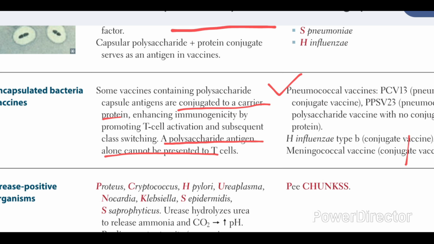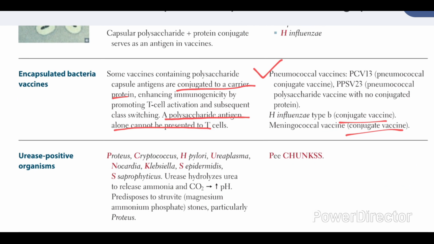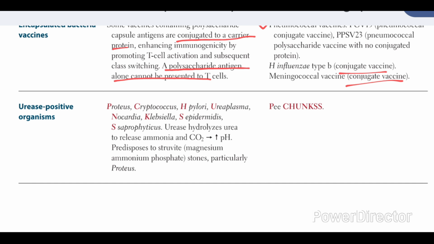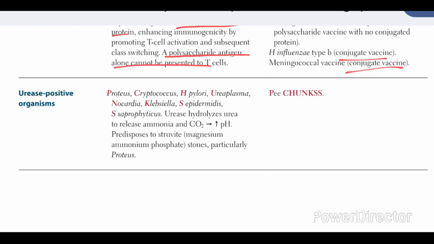Then we have some urease positive organisms. For urease positive organisms, you need to remember their names for a basic, common pathogenic trait, which is the urea producing mechanism. The urease mechanism is helpful for these bacteria in producing urinary tract stones, most likely the MAP stones, that is, magnesium, ammonium, and phosphate. So these organisms favor the formation of struvite stones, or magnesium ammonium phosphate stones. These organisms include Proteus, Staphylococcus, H. pylori, Ureaplasma, Nocardia, Klebsiella, Staph epidermidis, and Staph saprophyticus.